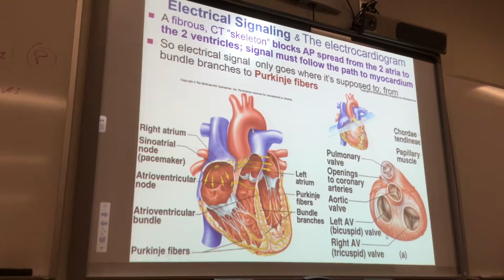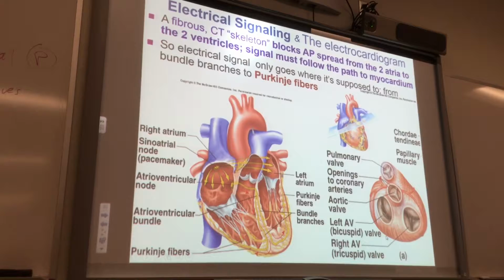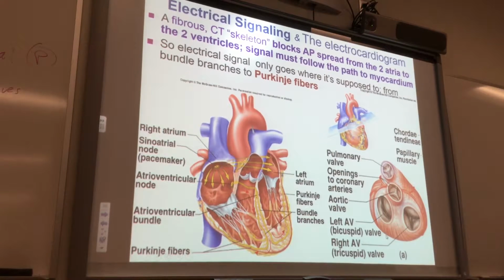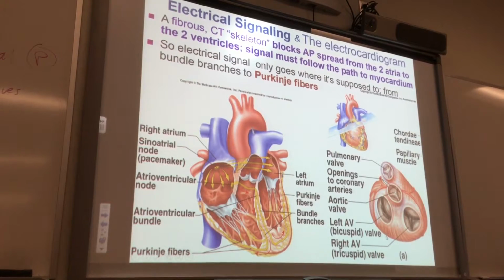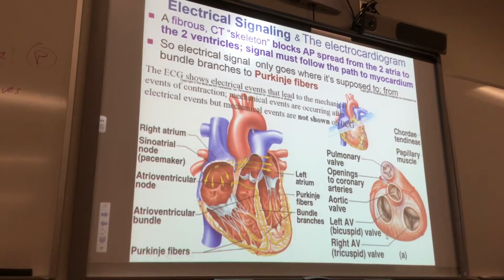If it weren't for that fibrous layer, would the heart just contract everywhere all at once? Yeah, exactly. We wouldn't have the nice atria contract, wait for it, ventricles contract. We'd just have bulk contractions spontaneously everywhere in the heart. It wouldn't work.